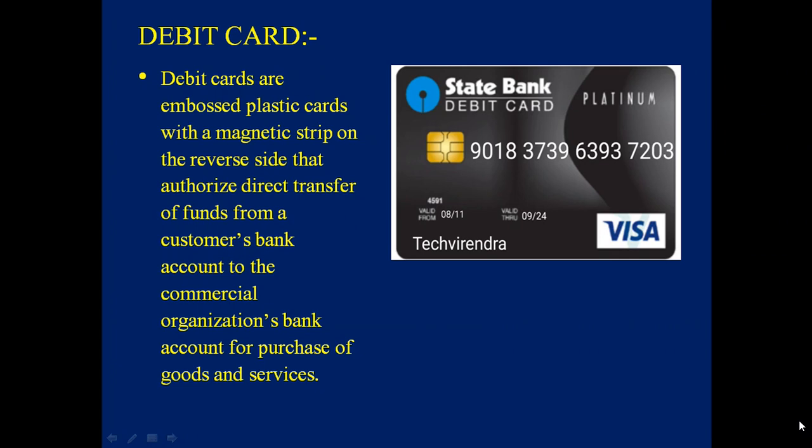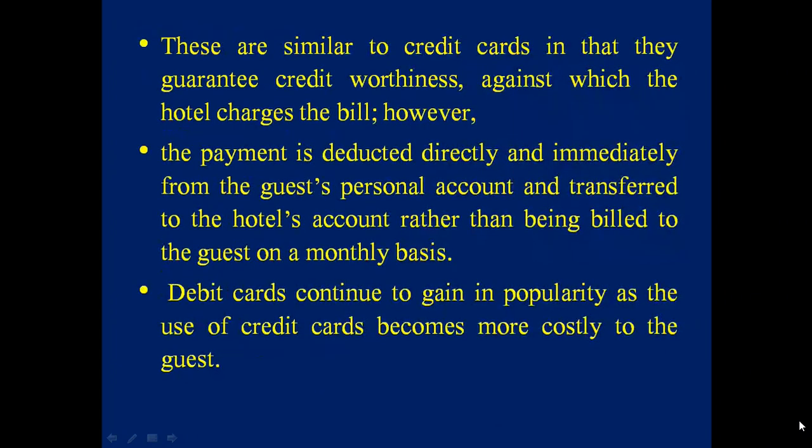So a debit card can be used to pay any kind of bills or expenses, like to fill petrol, or to pay the amount of guest rooms, or to pay the bill of any restaurant or coffee shop in the hotel. So all these expenses can be easily managed with the help of a debit card. These are similar to credit cards in that they guarantee creditworthiness against which the hotel charges the bill. However, the payment is deducted directly and immediately from the guest's personal account and transferred to the hotel's account rather than being billed to the guest on a monthly basis.